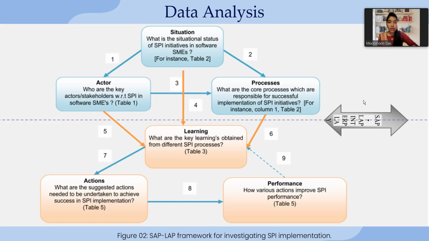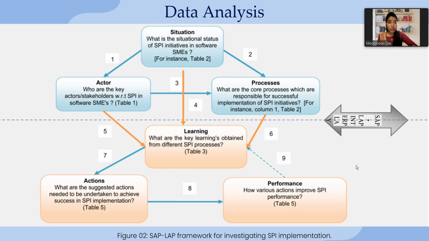Then next, the data analysis. Data analysis basically consists of SAP and LAP analysis steps. Their steps are actor, situation, processes, learning, actions, and performance. In actors, they tell us who the key actors or stakeholders are, and situation basically tells us the situational status of SPIs.